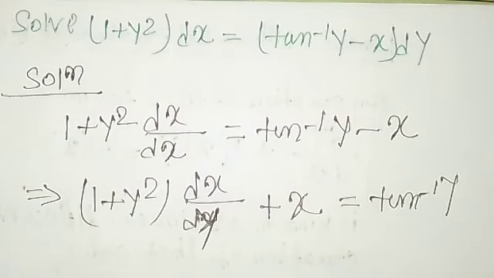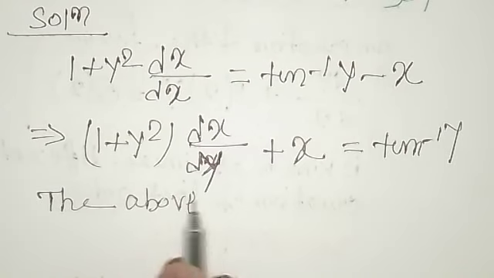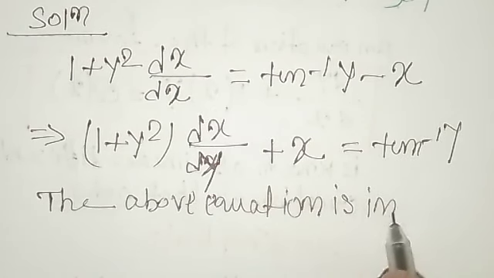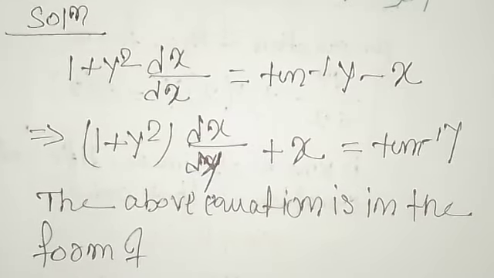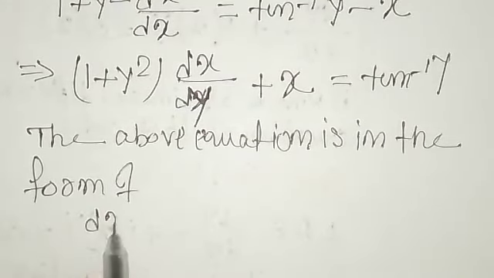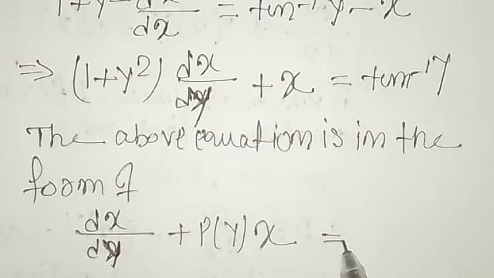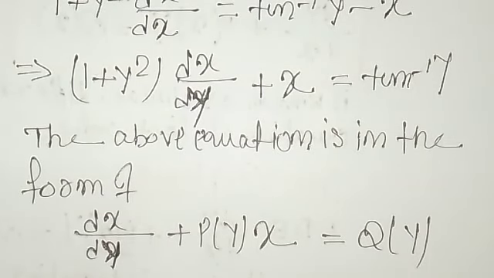So here we can say the given equation is in the form of dx by dy, that is, the above equation is in the form of this linear differential equation, dx by dy plus P of y times x is equal to Q of y. Is it or not? Now if you compare this, you can see that P is equal to what?